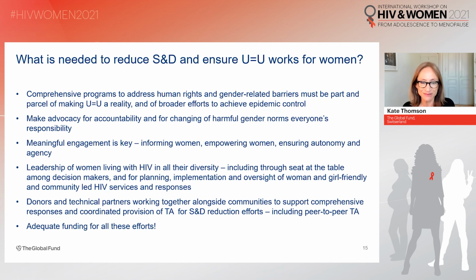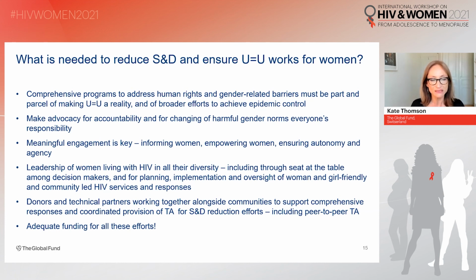And I might point out that this is something I've been saying for over 30 years. I feel like I truly am a broken record. But despite the progress that has been made, and there has been progress made, the change that we've seen is not at the level of change that we need to see. Another area where I think we need progress is having donors and technical partners work alongside communities to support comprehensive responses and coordinated provision of technical assistance and capacity development for stigma and discrimination reduction and other efforts to address gender and human rights related barriers to access.